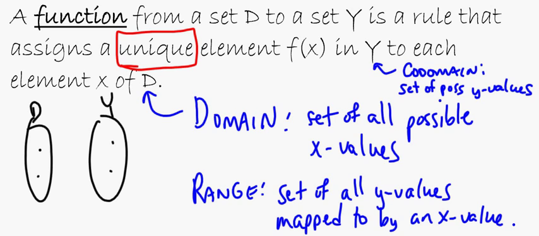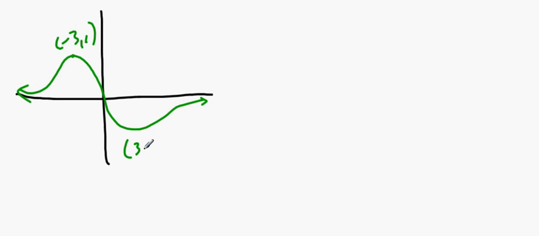Okay? Okay. So you are probably familiar with taking a look at graphs and guessing what their domains and ranges are. This will be the point -3, 1. This will be the point 3, -1.